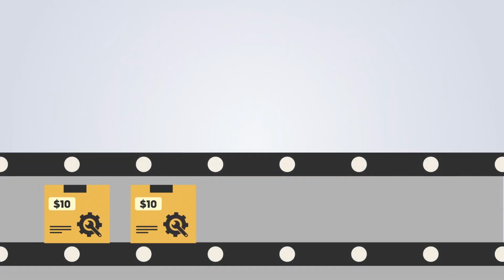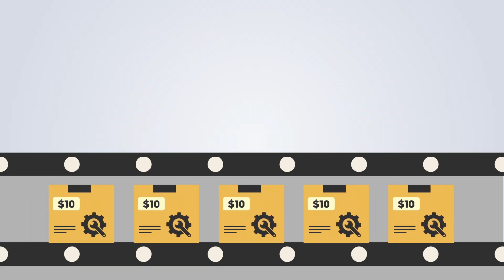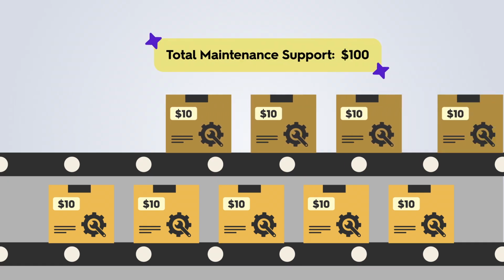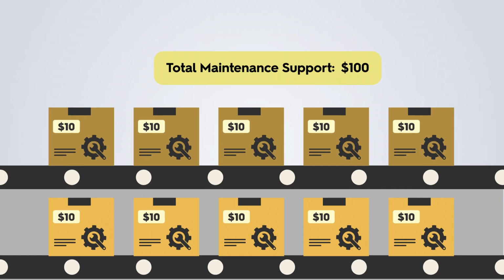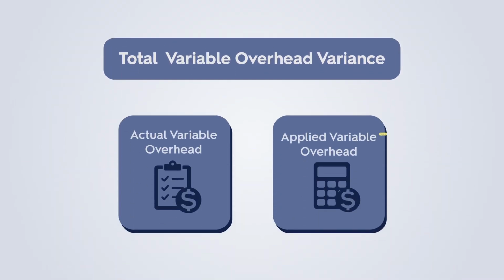When production goes up, total variable overhead usually goes up too. For example, imagine maintenance support costs $10 per unit. If the company makes 1 unit, total maintenance support is $10. If it makes 10 units, total maintenance support is $100. That is why we call it variable overhead. Companies compare what they actually spent on variable overhead with what they should have spent for the actual level of output. That difference is the total variable overhead variance. It is actual variable overhead minus applied variable overhead.